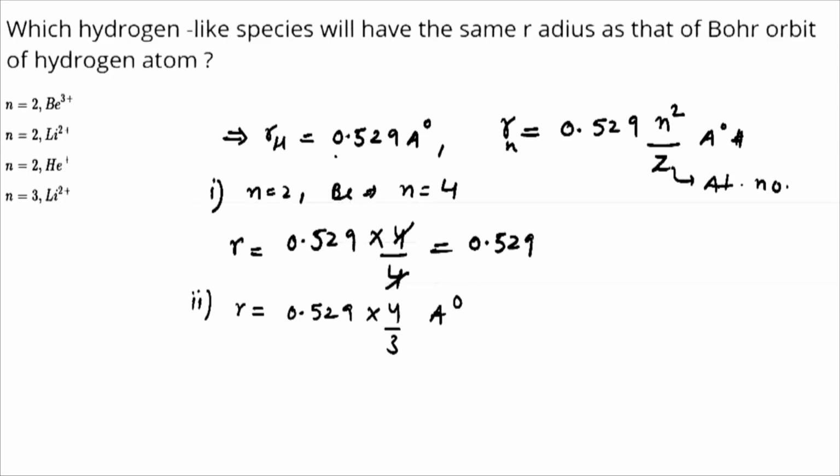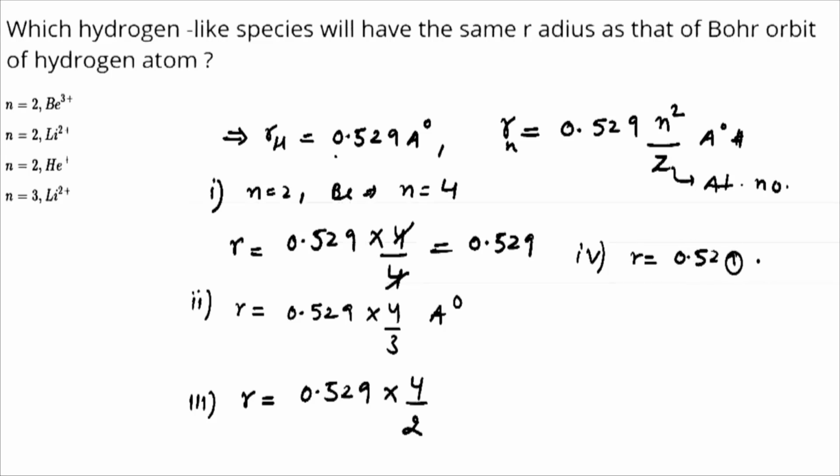For the third option, n is equal to 2, and for helium Z is 2. So R would be equal to 0.529 into 4 divided by 2. And for the very last option, n is equal to 3, and for lithium Z is also 3. So the radius will be 0.529 into 9 by 3.